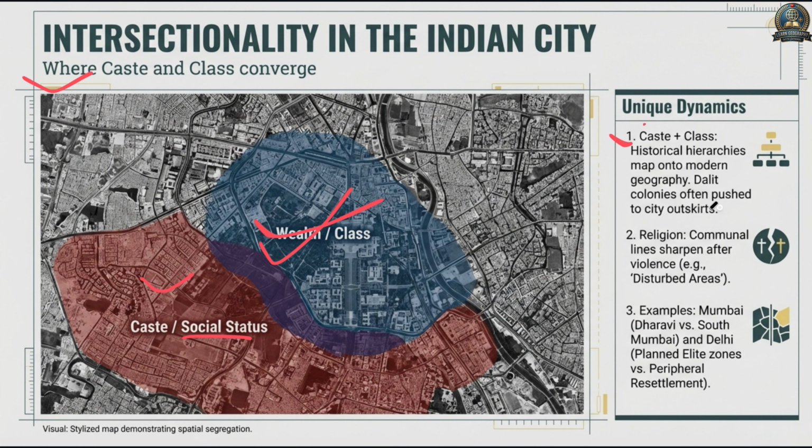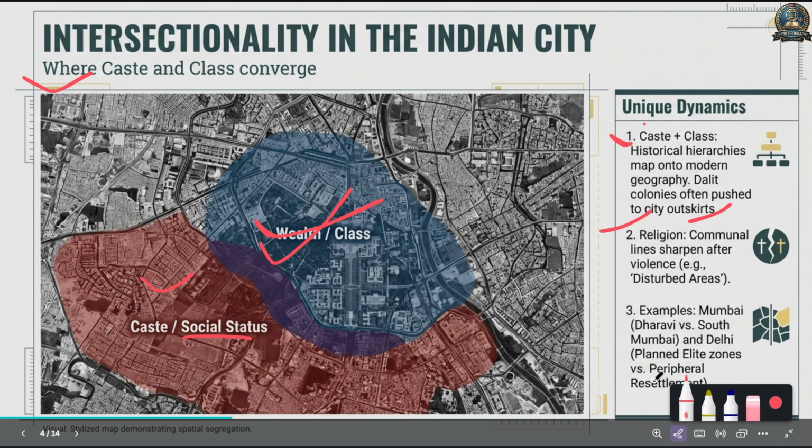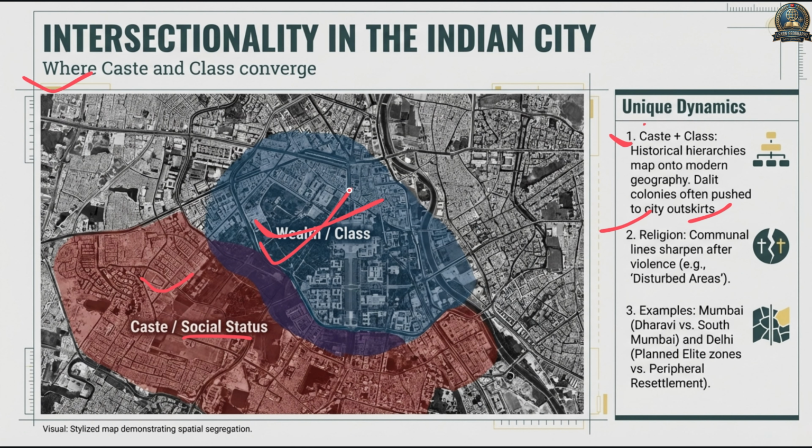Dalit colonies are often pushed to city outskirts. Then religion, communal lines sharpened after violence. Examples: disturbed areas; Mumbai, Dharavi versus South Mumbai, and Delhi, planned elite zones versus peripheral resettlement. This is the unique dynamics in Indian cities, caste and class convergence.